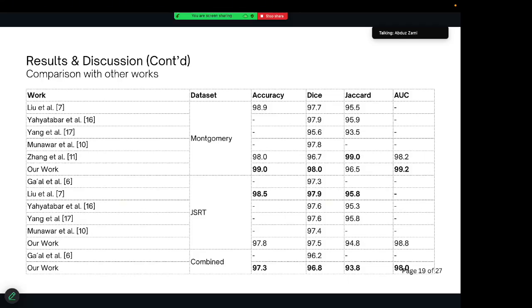This is the comparison of our model with other recent works, and you can see that our model outperformed other state-of-the-art works on Montgomery and the combined dataset. Combined dataset means the combination of Montgomery, Shenzhen, and the JSRT dataset, and it also achieved a competitive score on the JSRT dataset as well.